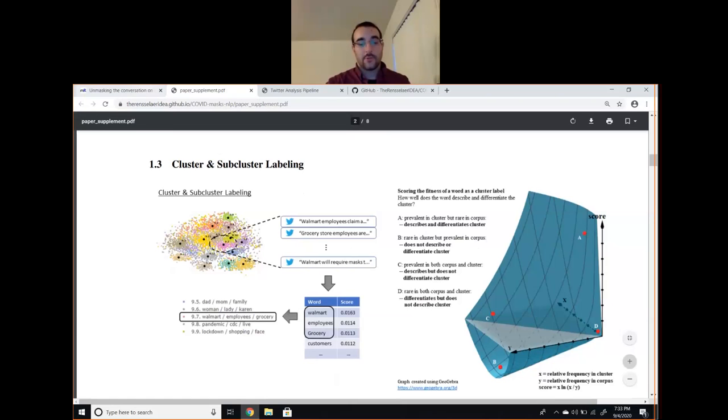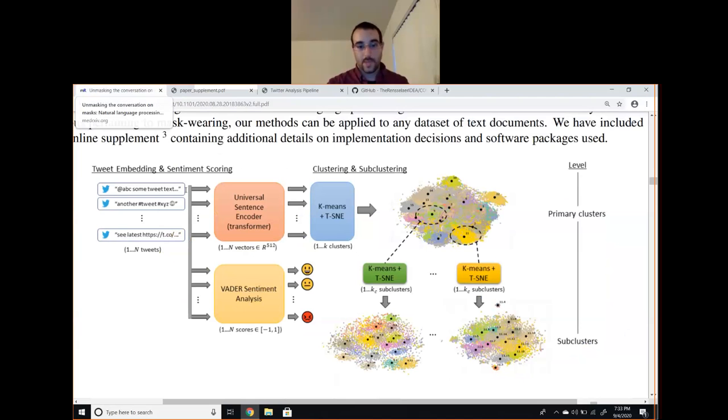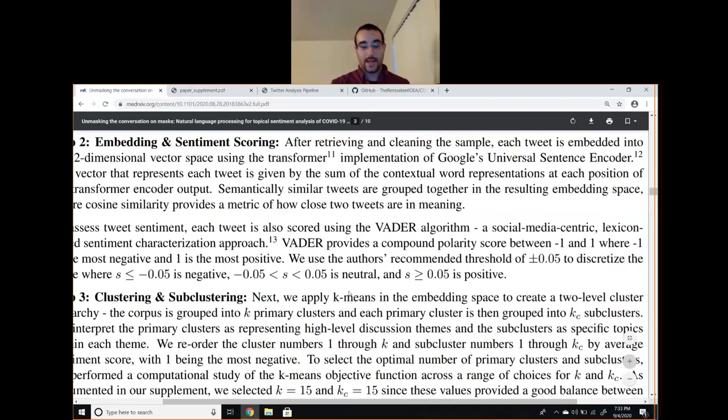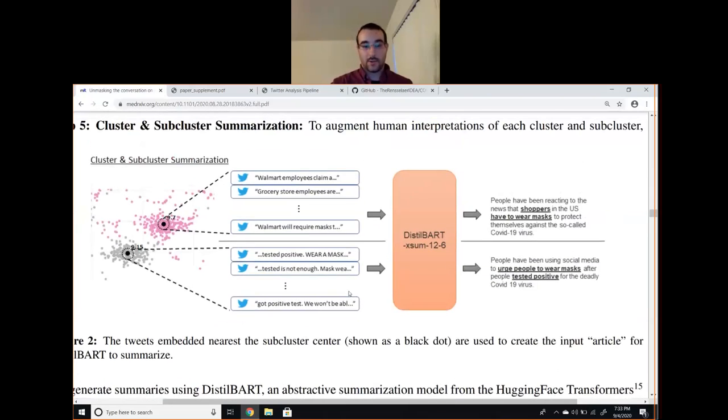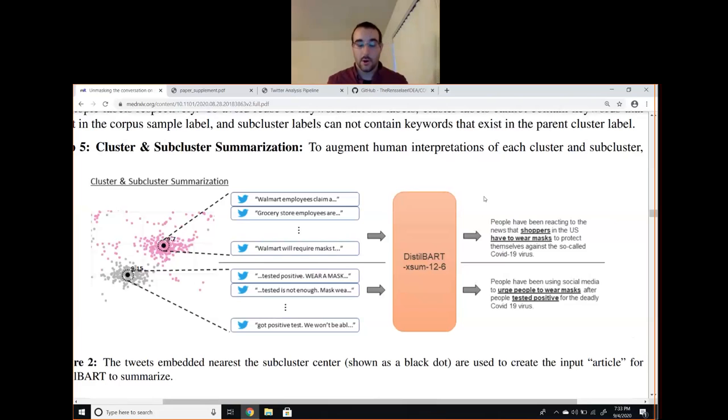In addition to generating labels for each cluster, we also applied an automatic summarization algorithm, which is DistilBART, another transformer model, this time based on Facebook's recent BART model, an abstractive summarization technique used to generate summaries word for word based on a document of text. We assembled our documents based on the tweets that were closest to the cluster and subcluster centers that we came up with in our k-means analysis.